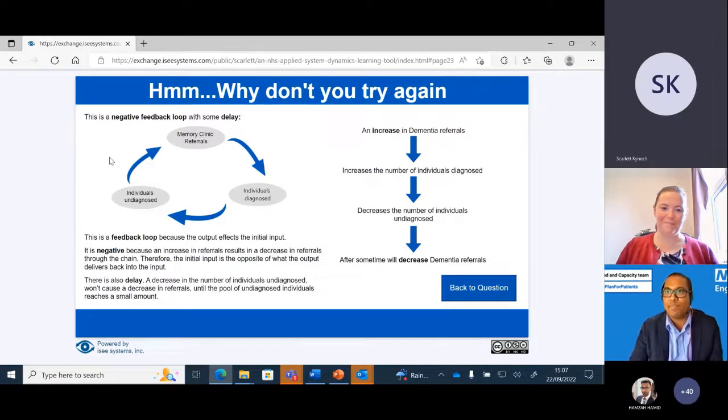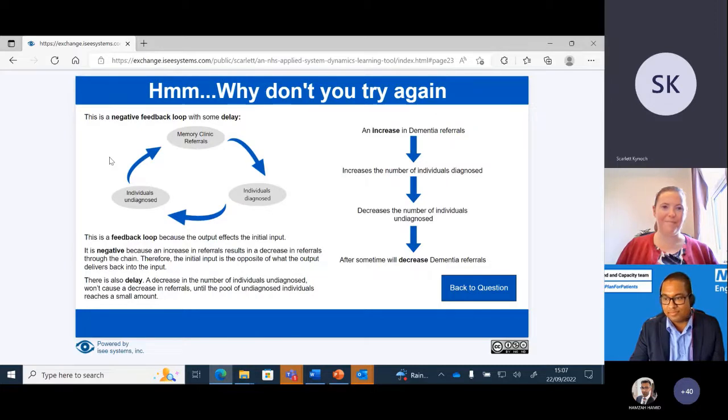So this is actually a negative feedback loop with some delay. I just wanted to demonstrate here how they can be combined. It's not all just a feedback loop. You can get feedback loops with delay. You can also get longer feedback loops, for example, and that can also create some sort of complex behavior.